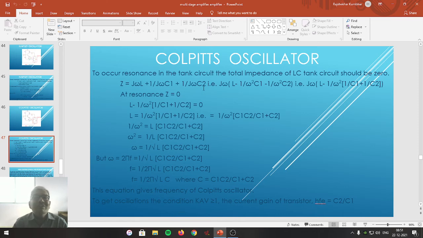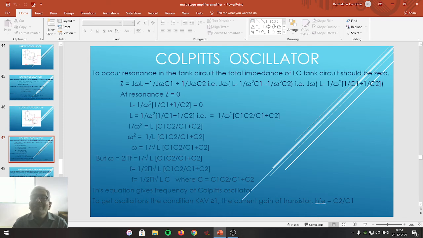Now let us simplify that. During simplification, let me take j omega common from this equation. So by taking j omega common, we get j omega into bracket L minus 1 upon omega square C1 minus 1 upon omega square C2. Which one can write as j omega into bracket L minus 1 upon omega square, taking it common, into bracket 1 upon C1 plus 1 upon C2.